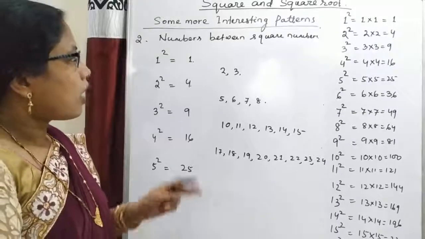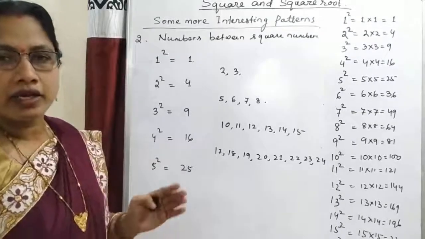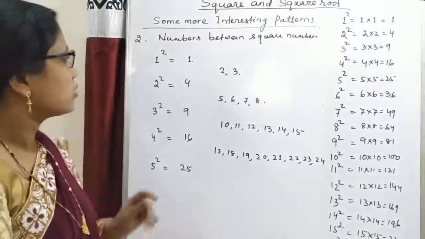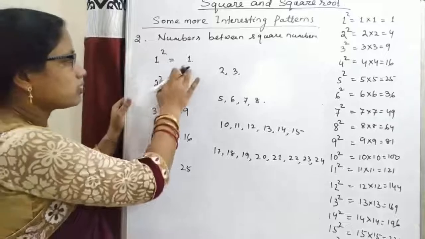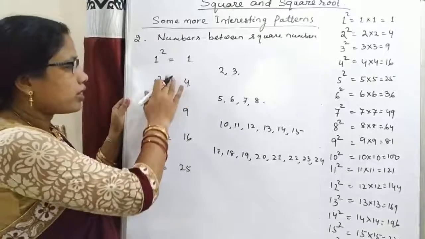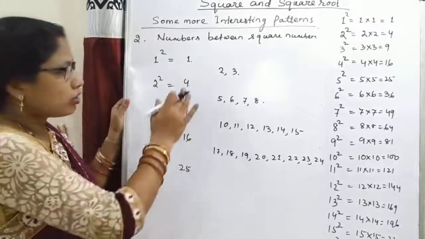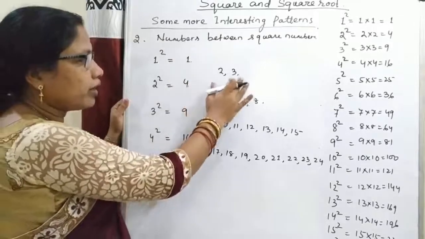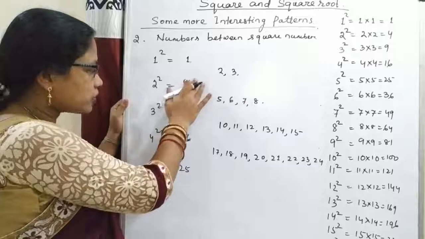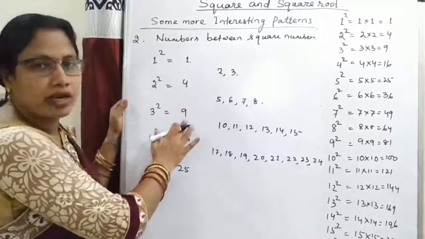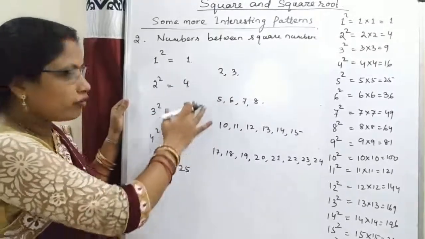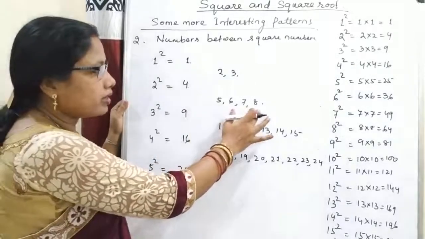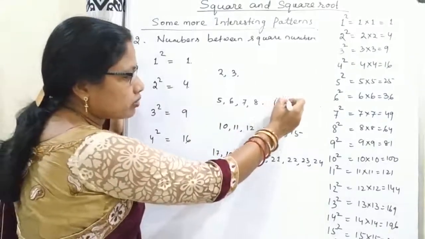Discuss how many numbers are there in between the squares of two consecutive numbers. Here 1 square is equal to 1. 2 square is equal to 4. So the numbers that lie between 1 and 4 are 2 and 3. The 2 square is 4 and 3 square is 9. The numbers that lie between 4 and 9 are 5, 6, 7, 8. So there are 4 numbers.